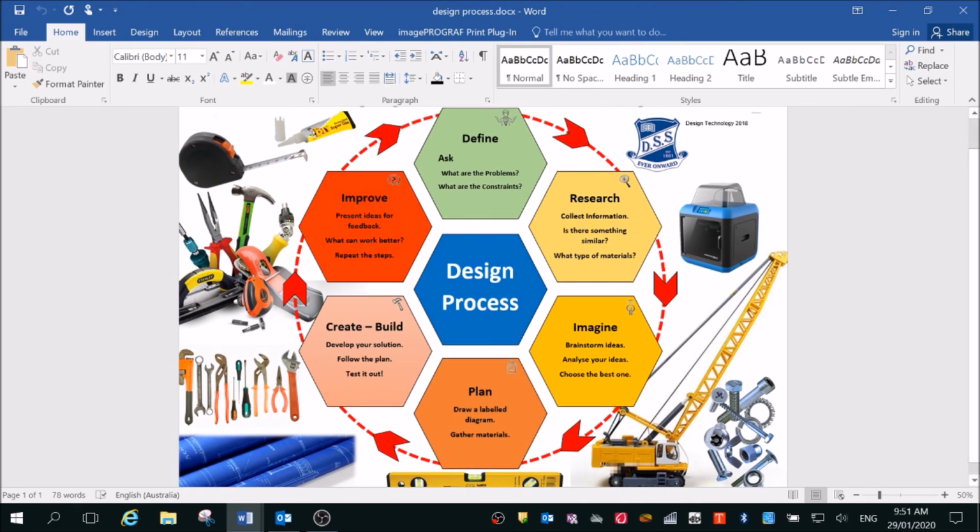Next, we'll have a look at how we can actually go about doing this in Scratch.